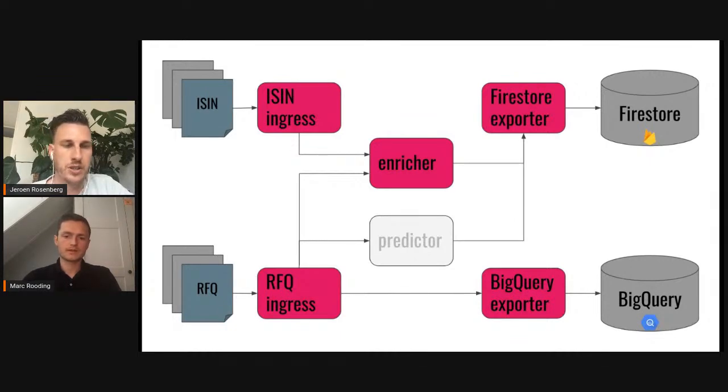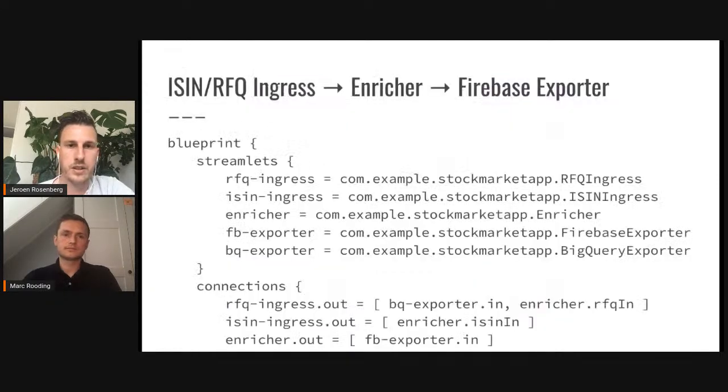So the implementation of that is not very interesting. It's very similar to what Marc showed you for the BigQuery exporter. It's just using a different Google API. So from a Cloudflow point of view, it's exactly the same. You get one inlet and you get one outlet. So to connect those, we have to update our blueprint. We have the two ingresses, we have the enricher, and we have the two exporters, and we will set up the connections accordingly.